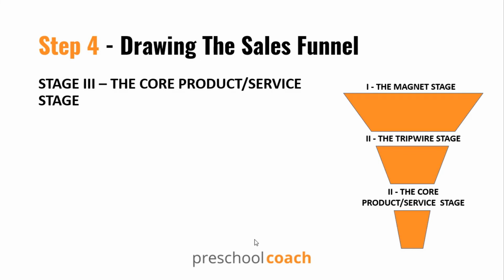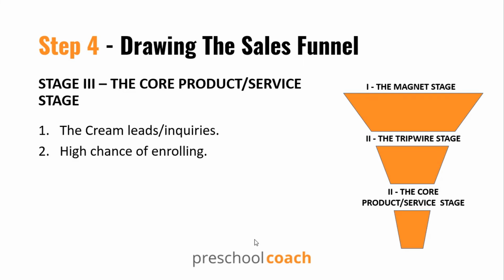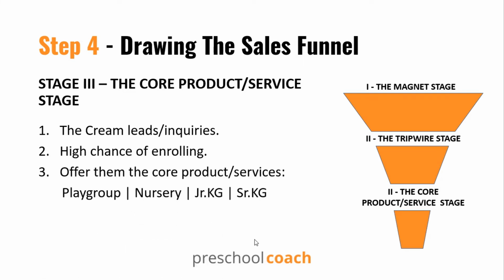This is the stage where you now have the much more filtered customer, that is, from 100 to 25. These are the cream leads who have high chance of buying your core preschool product or the service you offer, and that is enrollment for playgroup, nursery, junior KG, senior KG, or even daycare.